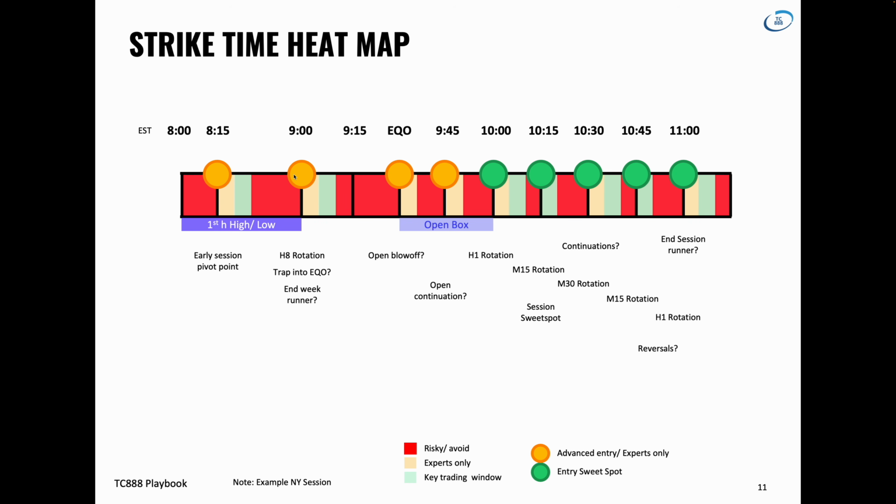Same with 9 o'clock. Sometimes you can take the 9 o'clock entry, trap into equity open scalp, potentially end with a weak runner entry. But also here, I would wait for the first 5-minute candle to print typically, and then the second 5-minute candle is your sweet spot entry.